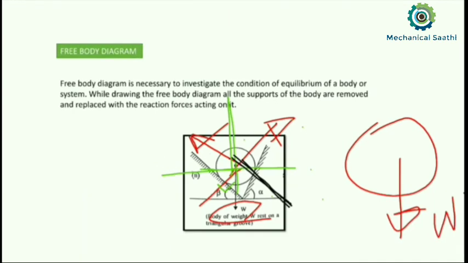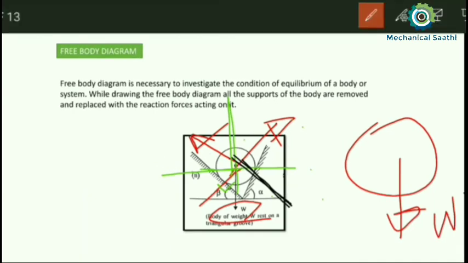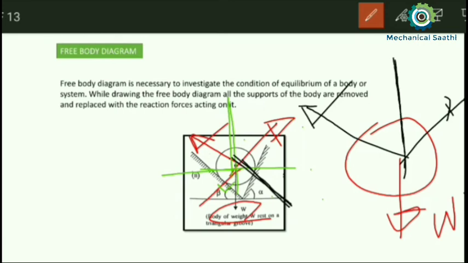So let me draw the full free body diagram. There will be a reaction like this, and a reaction like this. This is the vertical line, and this angle will be equal to alpha, and this angle will be equal to beta. With this, the free body diagram is completed.